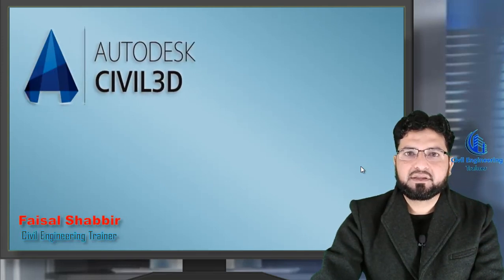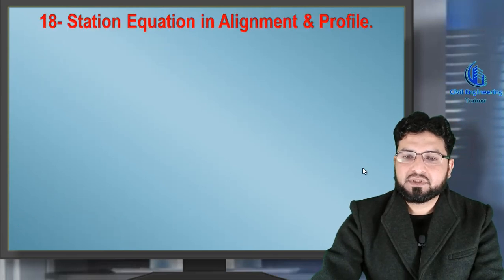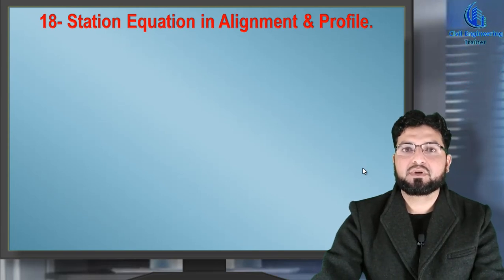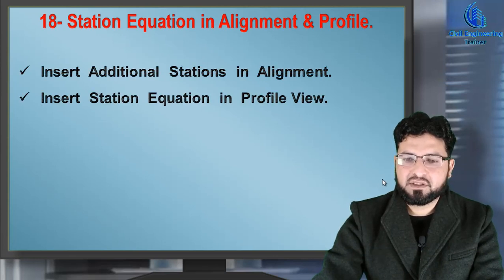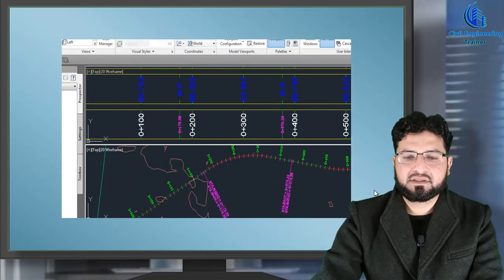Today we are starting another lecture of Autodesk Civil 3D. In this lecture we will learn station equation in alignment and profile view. Station equation, in simple words, means how we can insert some additional stations in our drawings. The subtopics are: insert additional station in alignment, insert station equation in profile views, band setting for additional station in profile view, and finalize profile setting. We will discuss all these things.